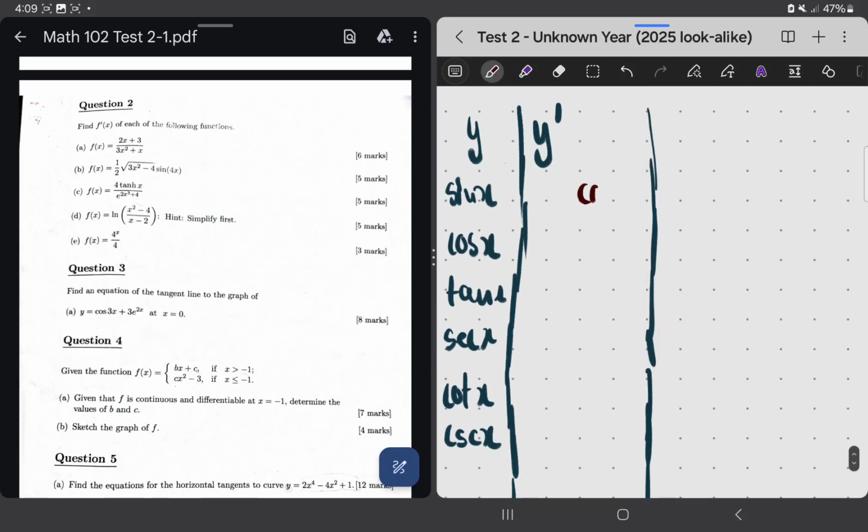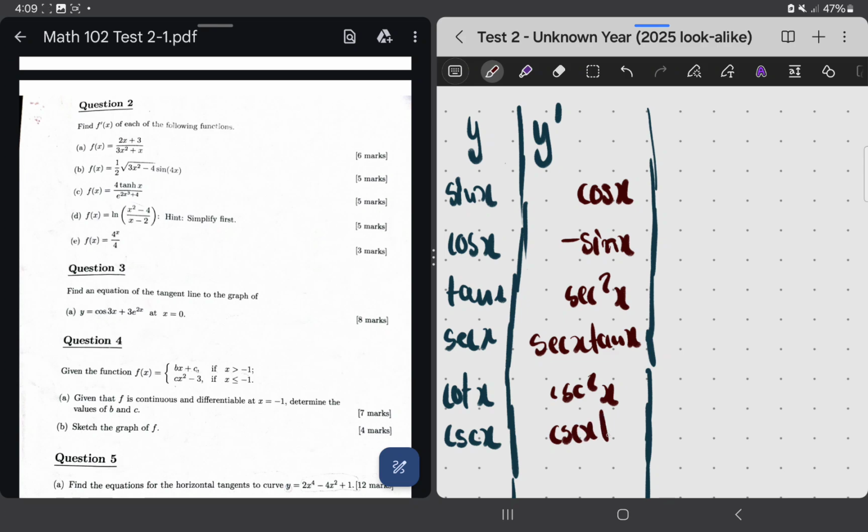The derivative of sine is cos x. The derivative of cos is negative sine x. The derivative of tan is sec squared x. The derivative of sec is sec x tan x, okay? The derivative of cot is cosec squared x. The derivative of cosec is cosec x cot x.